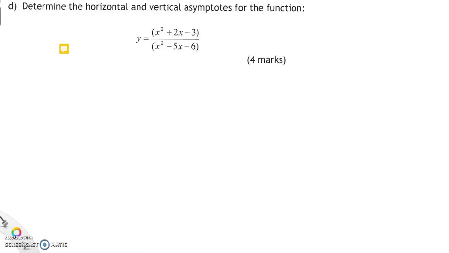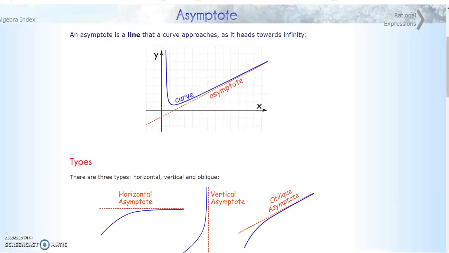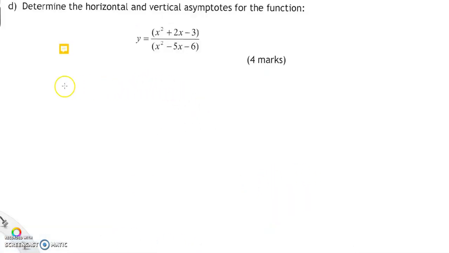Right, first of all, what is an asymptote? Let's have a look here. An asymptote is a line that a curve approaches as it heads towards infinity. It approaches the line but doesn't touch it. There's a horizontal asymptote in blue, a vertical asymptote, and this one is neither horizontal nor vertical, it's oblique. So, back to the question.